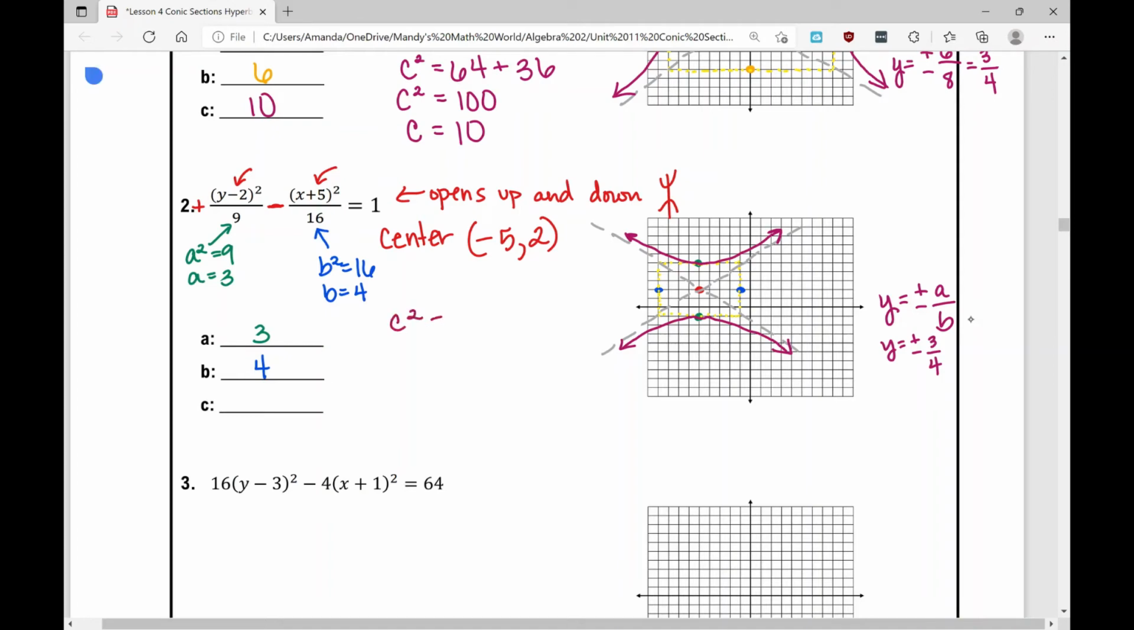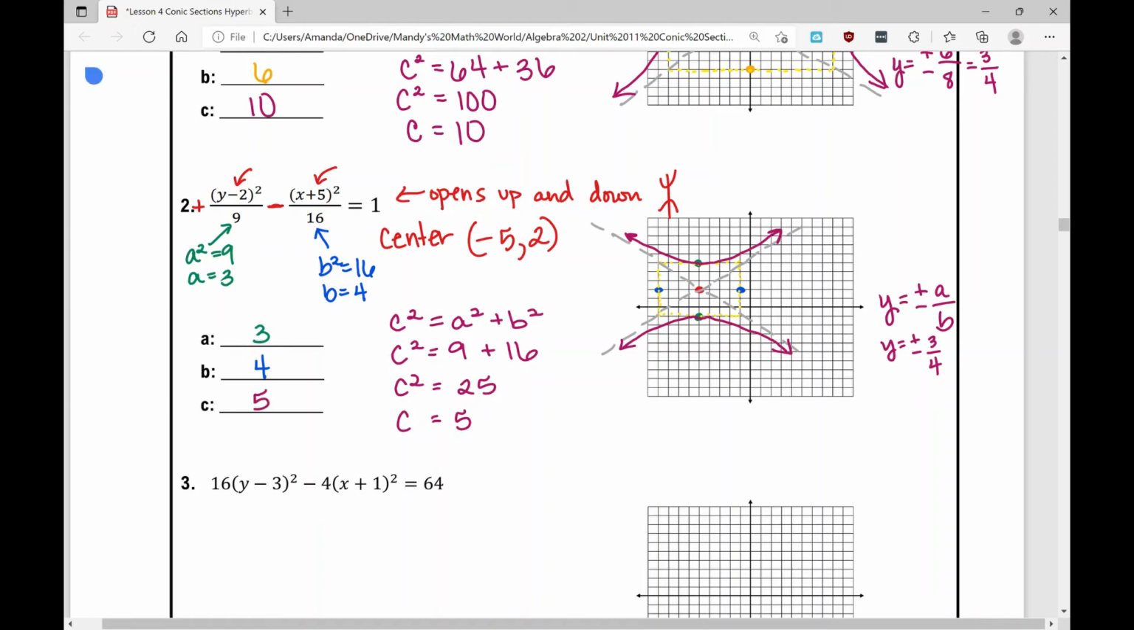The relationship is A squared plus B squared equals C squared. If A is 3, then A squared is 9. If B is 4, then B squared is 16. 9 plus 16 is 25, and the square root of 25 is 5. So the value of C is 5.